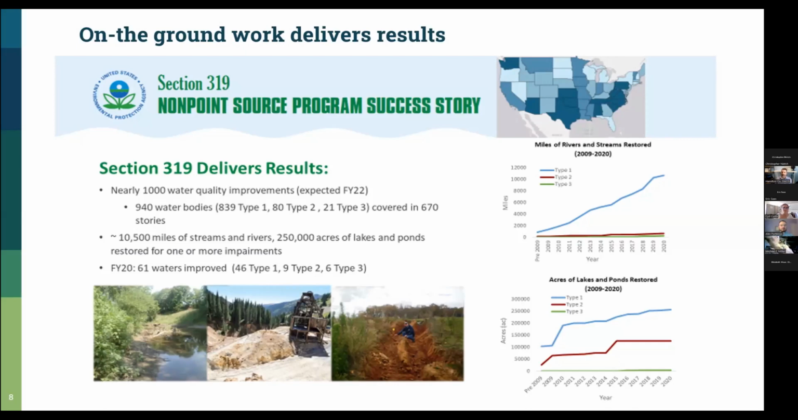looking at over 10,500 miles of stream. And this is just since we started tracking it this way in 2005, and 250,000 acres of lakes, reservoirs, and ponds. So these loading reductions are a good interim step leading to the ultimate goal of improved water quality.